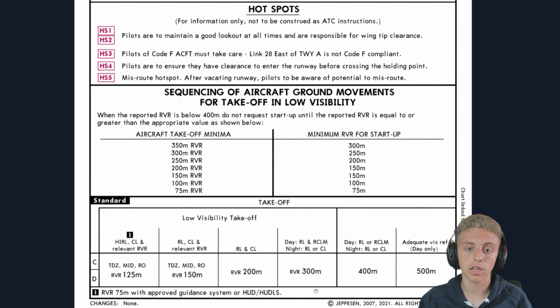These are low visibility takeoff procedures over here. And RVR 75 meters with approved guidance system or a heads-up display. So it can go as low as 75 meters for aircraft to take off. So these are the RVRs that are needed. These are the sort of visual ranges that are needed. And that is it for the airport information and takeoff minimums chart.